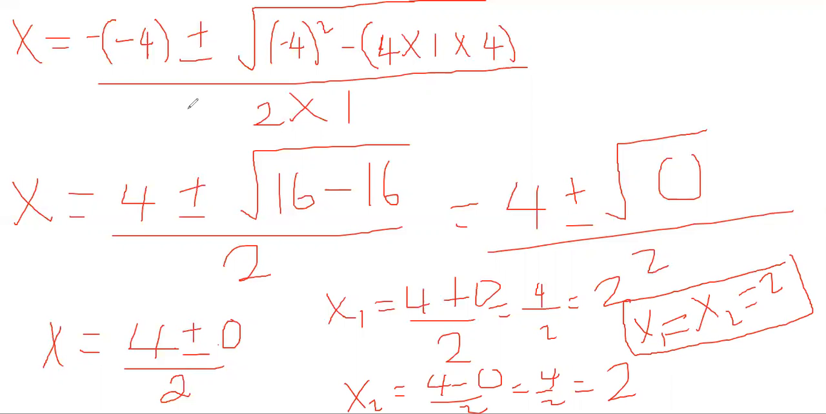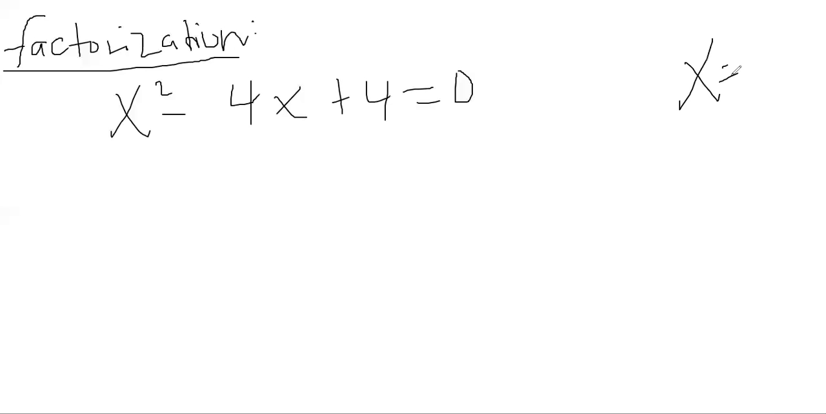So we used the quadratic formula, but now let's use factorization and see. So the equation is what? This is the equation given to us: x squared minus 4x plus 4 equals to 0. They ask us to solve it. The question that is asked is to solve this, and what does that mean? It is to find the value of x. We want to know the value of x.